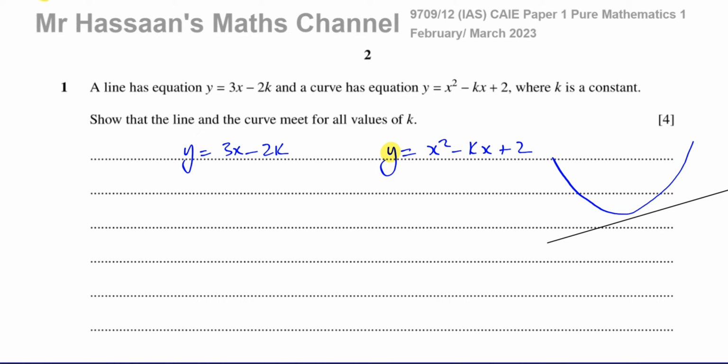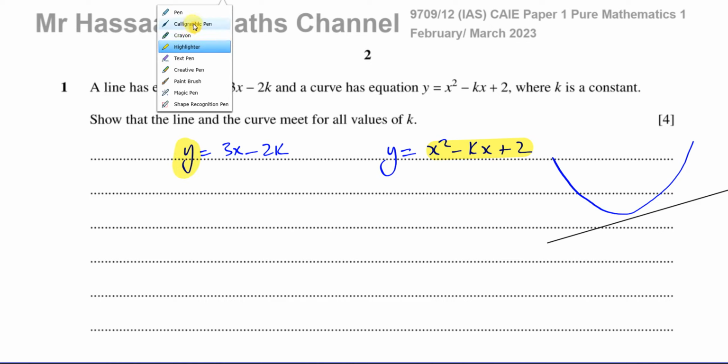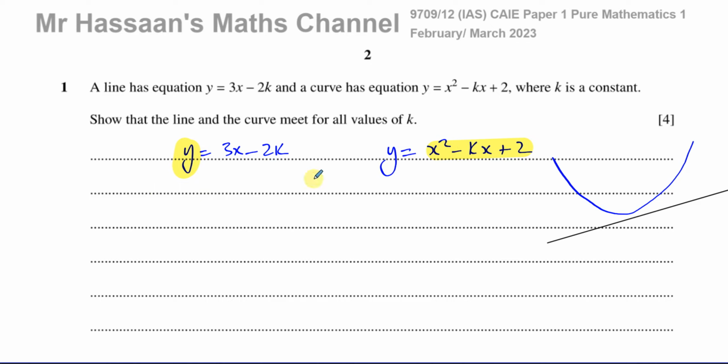I will take the x squared minus kx plus 2 and replace it instead of this y. I can do it either way, but I prefer this way because then I'll have my x squareds on the left and it'll be a bit simpler. So I replace this y with x squared minus kx plus 2, and I end up with x squared minus kx plus 2 equals 3x minus 2k. Now I have an equation.